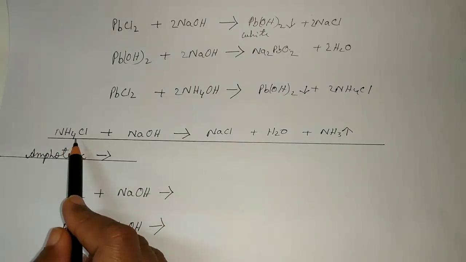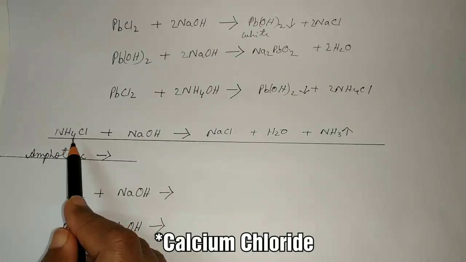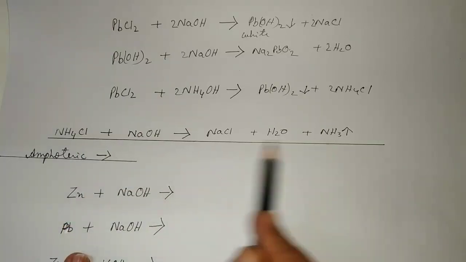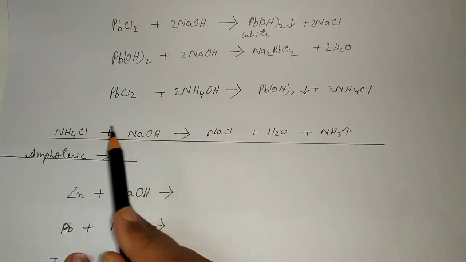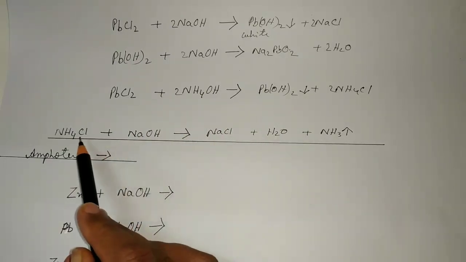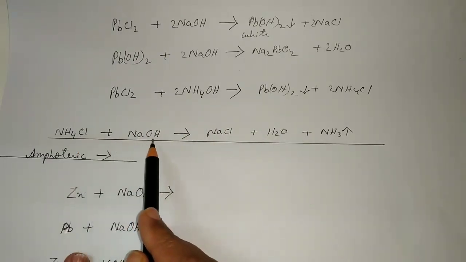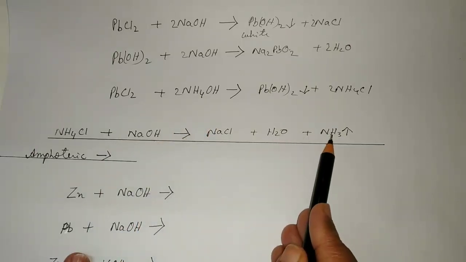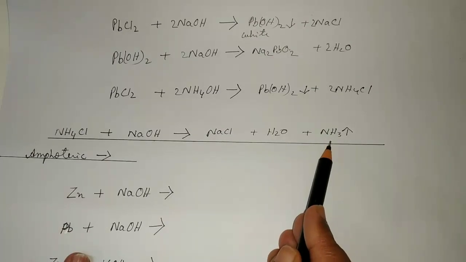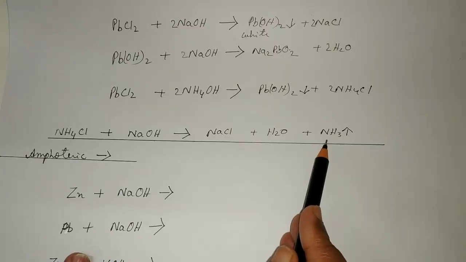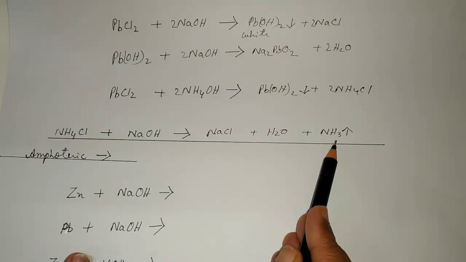More detail about what are the types of ammonium salt that will give you ammonia gas, we will do in another chapter. Now we just understand that ammonium chloride with sodium hydroxide will give you sodium chloride, water, and ammonia gas, which is colorless. It has got a pungent characteristic odor. It will turn red moist litmus blue.